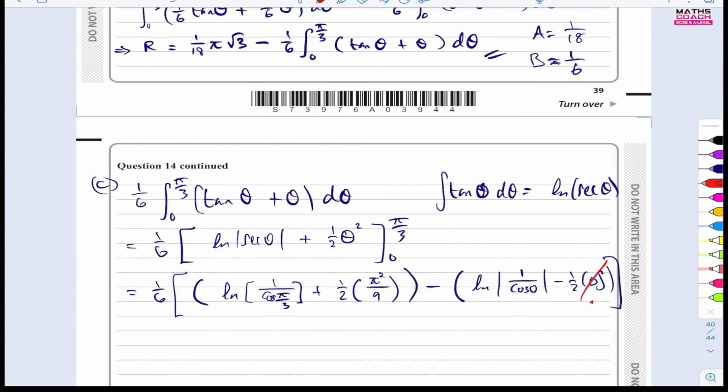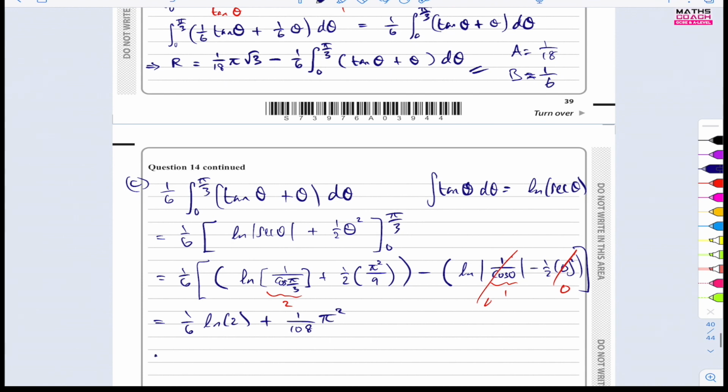Cos of 0 is 1, 1 over 1 is 1, so this is 1, and ln 1 is 0, so all that also goes away. And if you simplify what's inside the ln, that gives you 2. So if we now put all that together, we have 1 over 6 times ln of 2 plus 1 over 108 pi squared. So that's the area underneath the curve. So the area of region R would be 1 over 18 pi root 3 minus 1 over 6 ln 2 minus 1 over 108 pi squared, which is the exact area of region R.